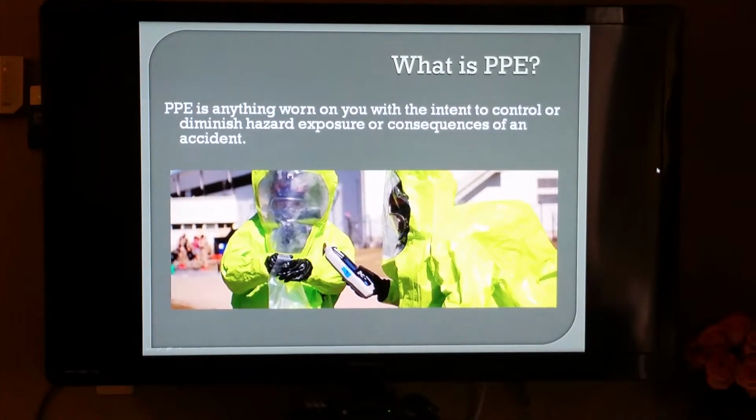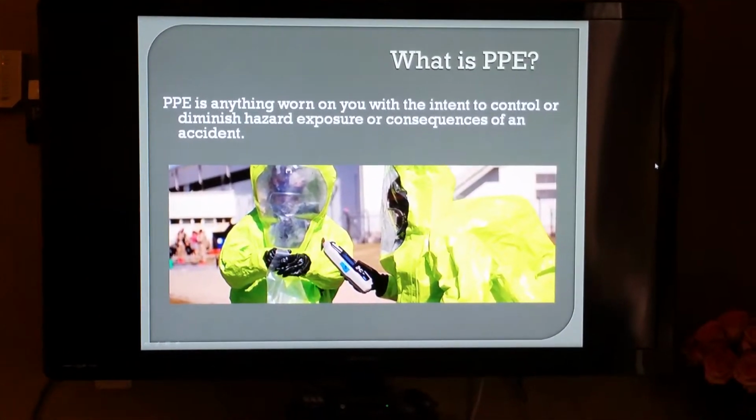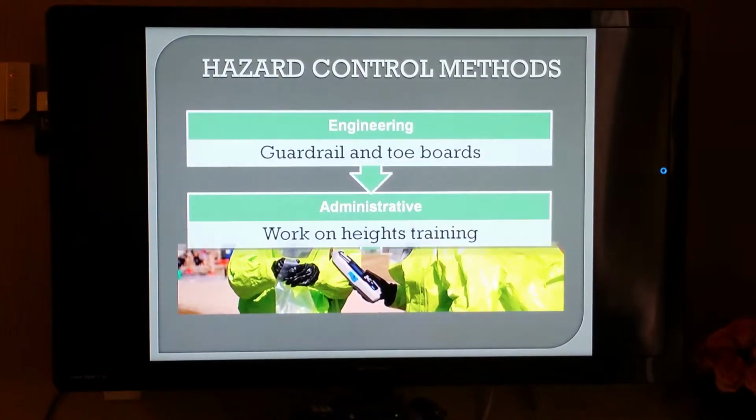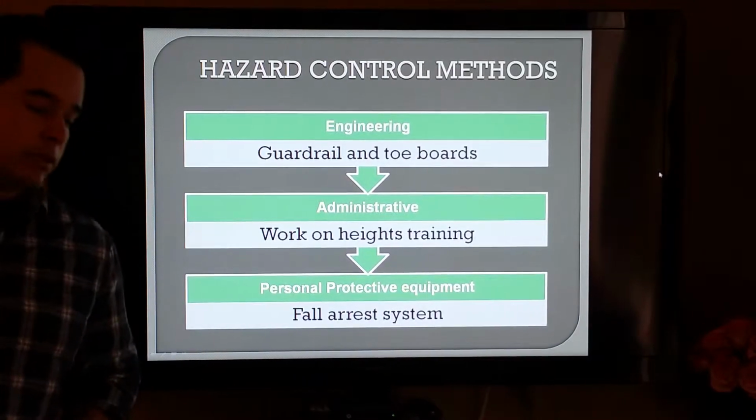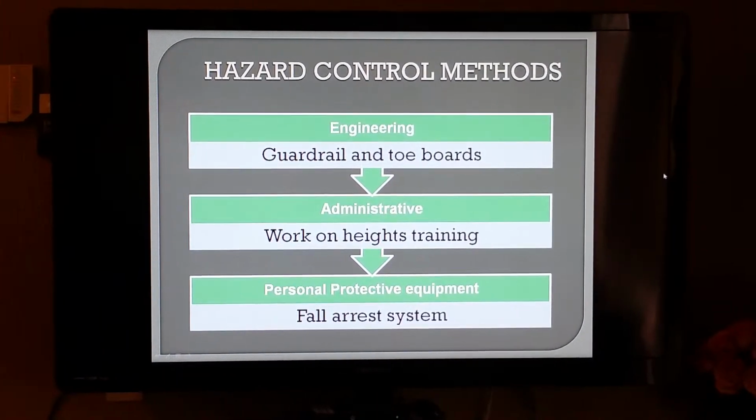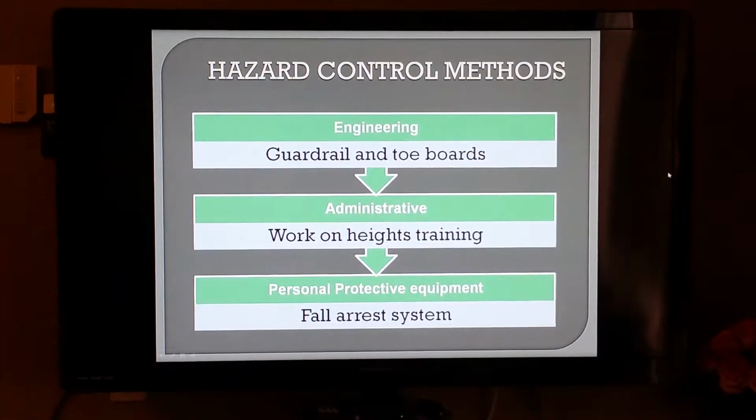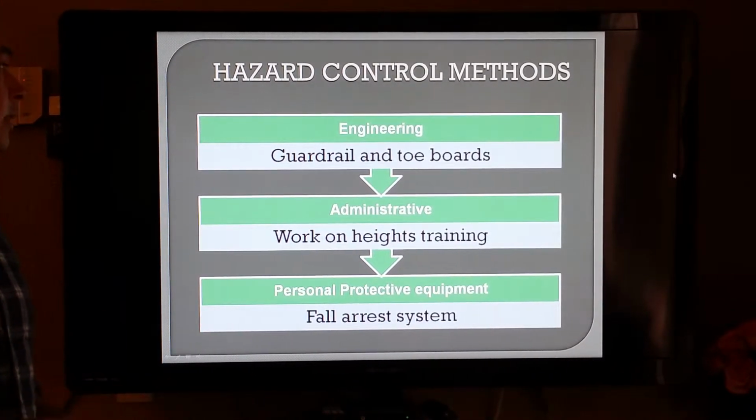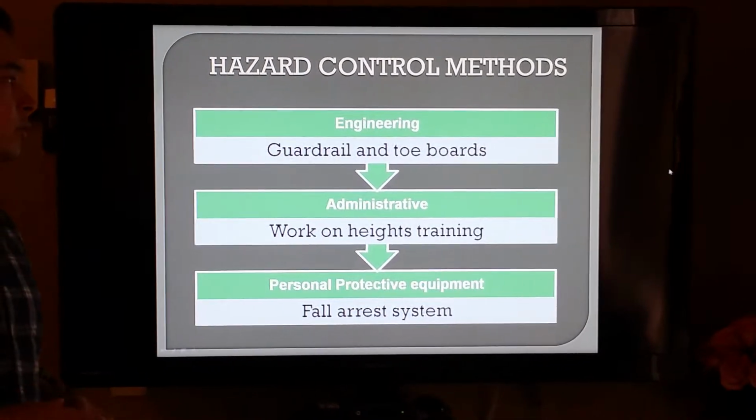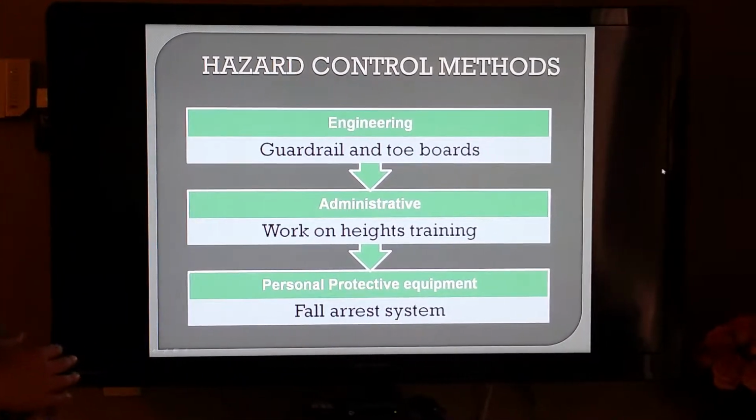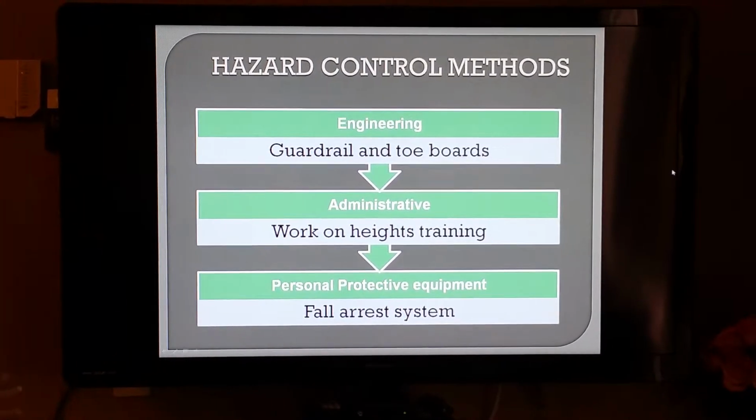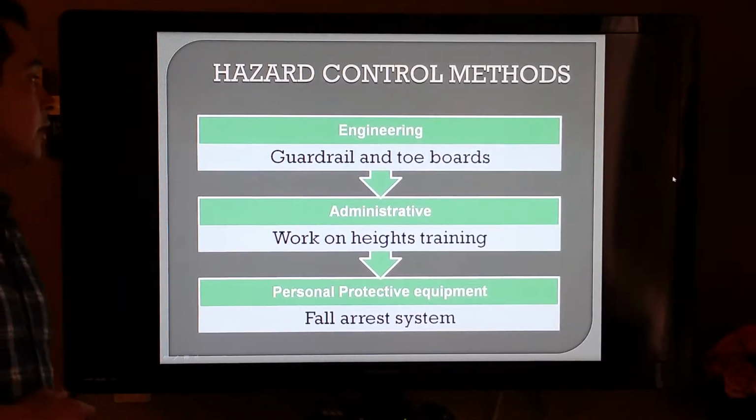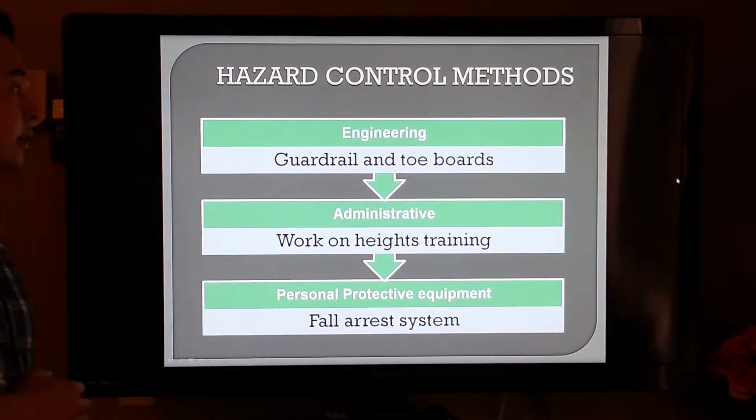PPE is anything worn on you with intent to control or diminish a hazard exposure or the consequences of an incident. Hazard control methods: PPE should never be used as the first line of defense against a hazard. The hazard should be controlled at its source. First, we need to use engineering control methods, then administrative, and personal protective equipment should be the last chosen method. And we have an example here.